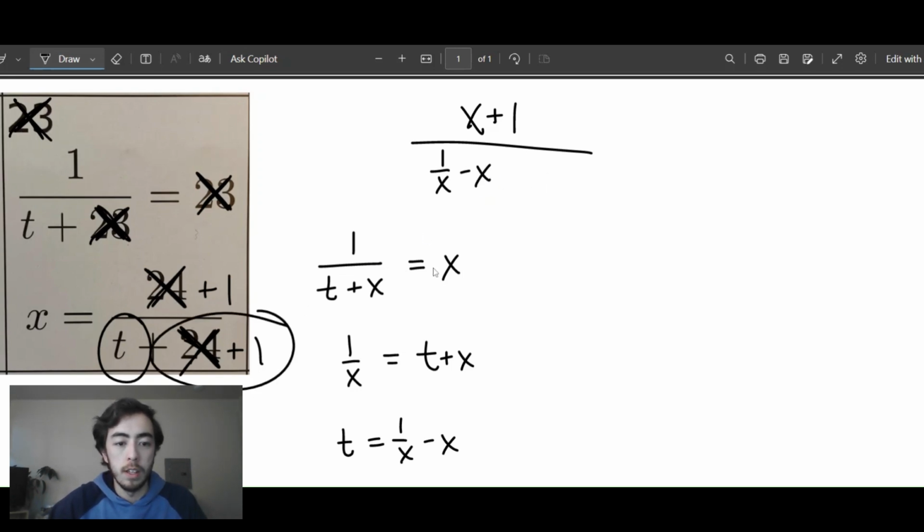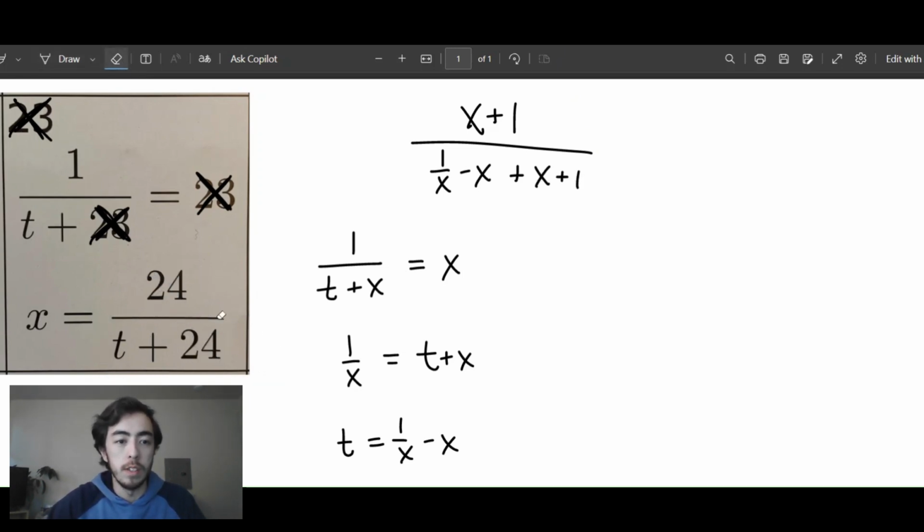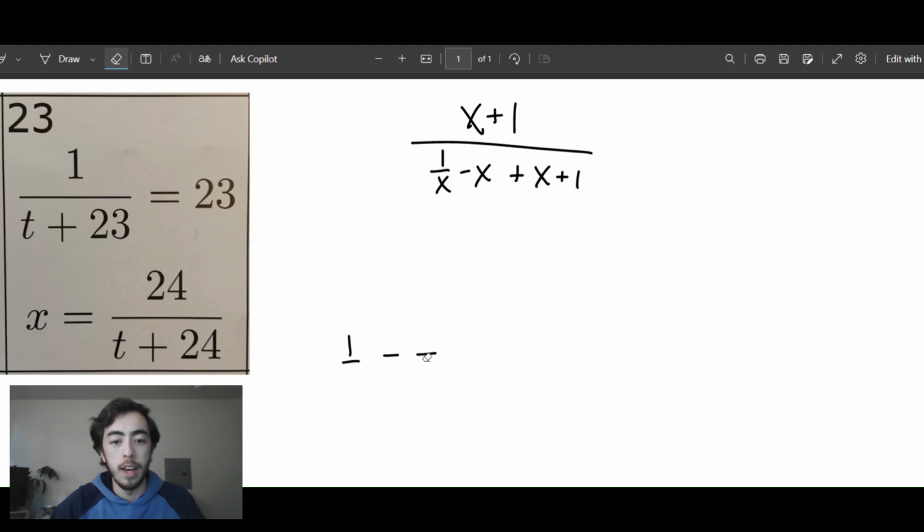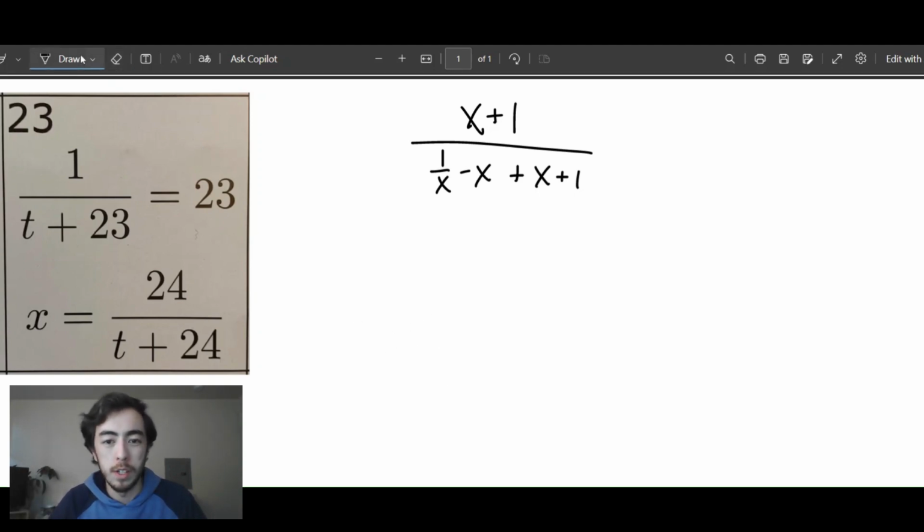And then finally, I have an x plus 1 right here, so I'll go plus x plus 1, erasing all of these things. Again, my claim is that this whole fraction is going to return an x. So let's try it out. I'll follow the same steps essentially as before.